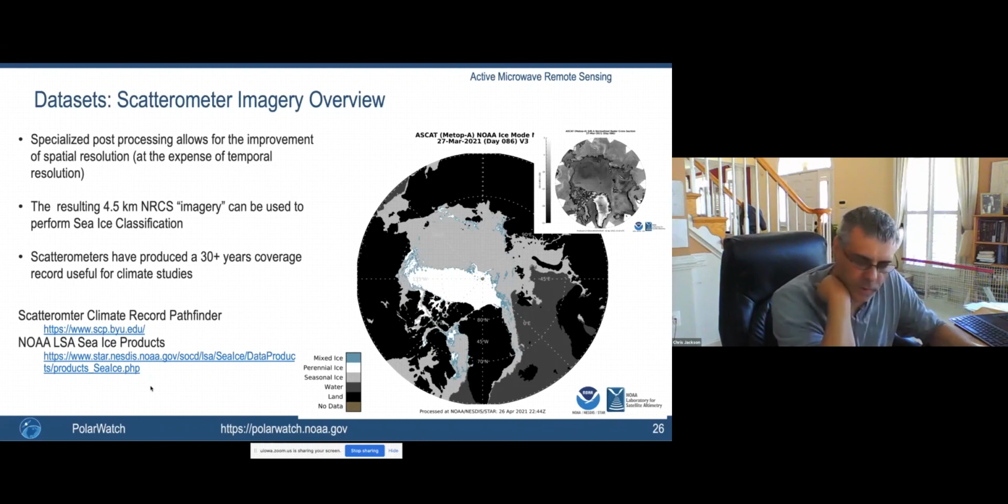Again, the advantage of the active microwave instruments is resolution. We're not going to discuss it, but there is passive microwave, and those data typically are collected on the order of 25 or 30 kilometer resolutions. So it's very useful to have the active instruments, because we can get 4.5 kilometers with the scatterometers and tens of meters with the SAR. And I think that's the last.